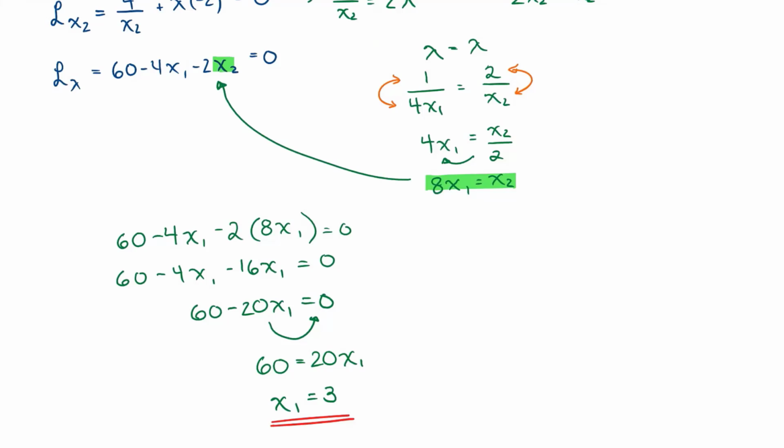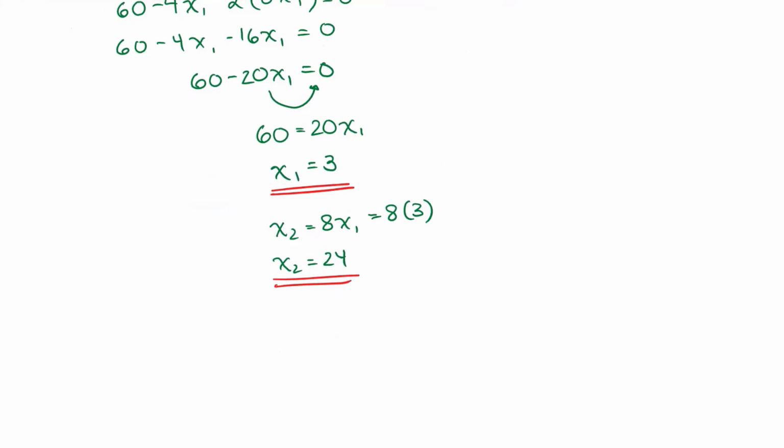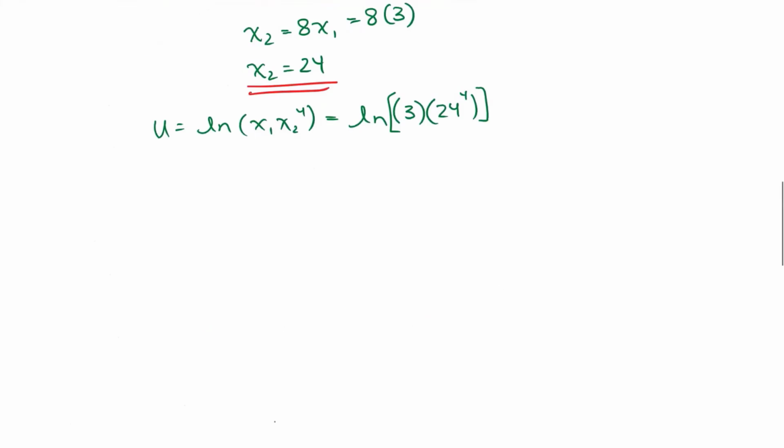So now I have my x1 value. Solving for x2 is equal to 8x1. So it's going to be 8 times 3. That is going to give me x2 equal to 24. The maximum utility, using my utility equation, is therefore going to be the ln of x1 is 3, x2 is 24, and this gives me my u max equal to 13.81.